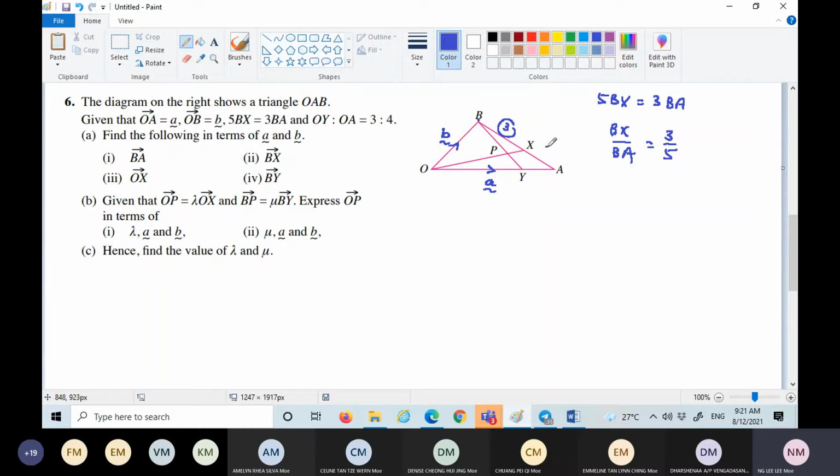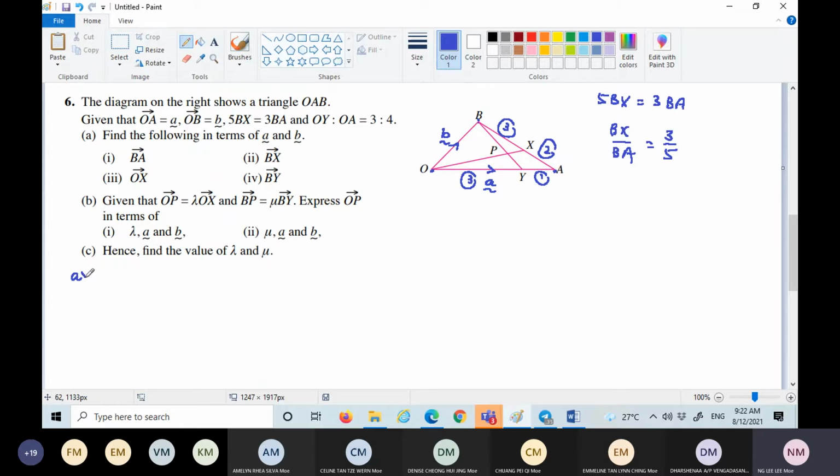Therefore, this is 2 portion, meaning the whole thing is 5 portion. Then also given OY to OA is 3 to 4. OY is here, OA is the whole thing. So O to Y is 3 portion, and O to A is 4. Therefore, this is another 1 portion. Remember this A is from O to A, and this B is from O to B.